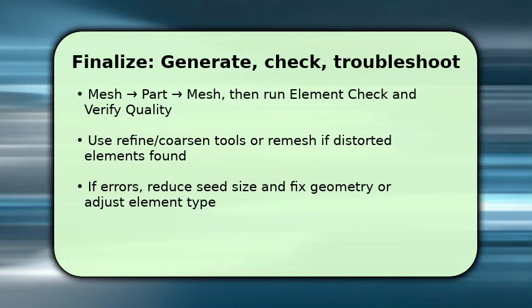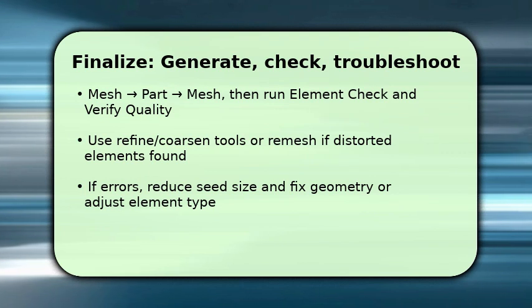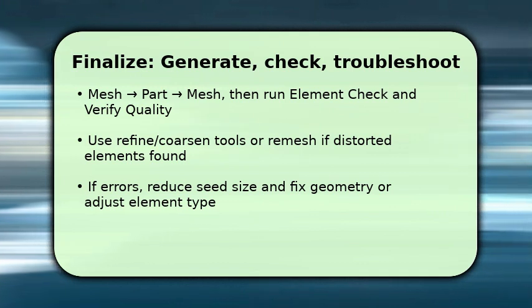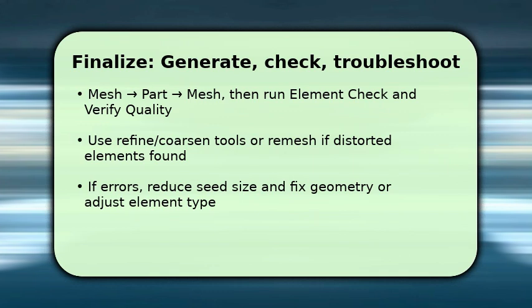If you find distorted or poorly shaped elements, use refinement or coarsening tools, remesh the affected partitions, or change element type to improve behavior. Make sure to rerun checks after changes and preview mesh-based results. Troubleshooting tip: if persistent errors occur, reduce seed size by 20 to 50% and simplify problematic geometry so elements can form cleanly and reliably for the solver.